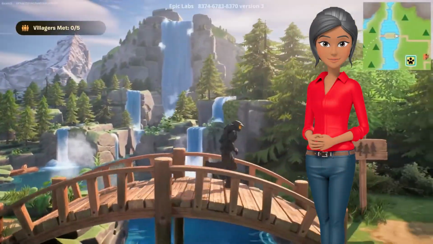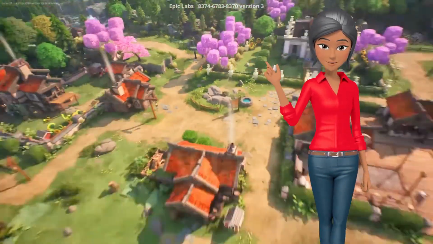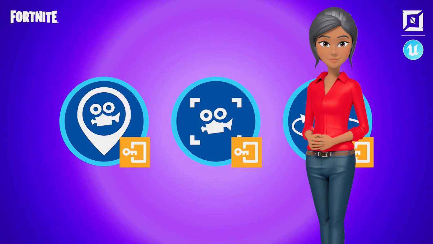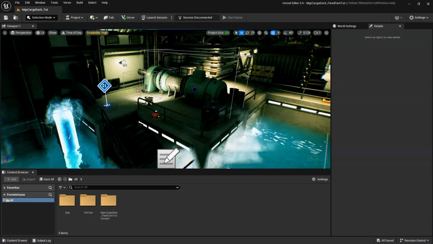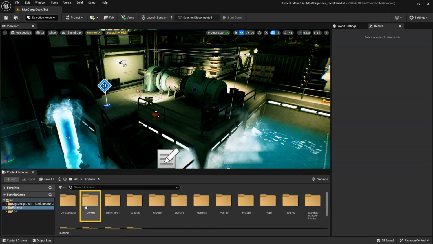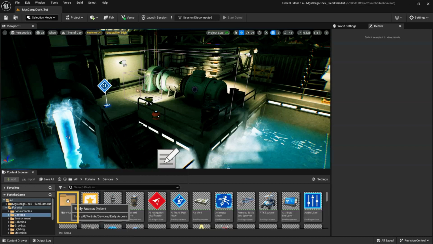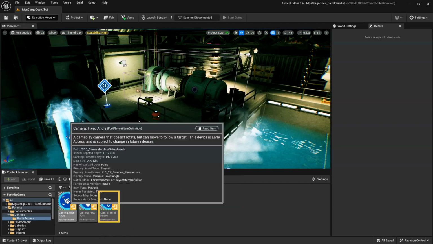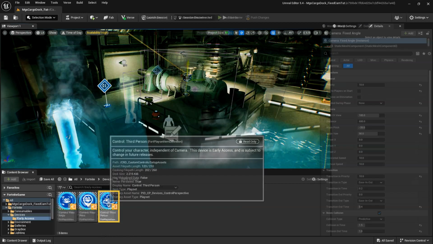Fortnite Island and Experience creators, get ready to revolutionize your island designs with a deep dive into UEFN's latest features. To access the new devices, go to the Content browser, and within the Fortnite folder, go to Devices, and open the new Early Access folder. In this folder, you'll find the Fixed Point Camera device, the Fixed Angle Camera device, and the Third-Person Controls device.